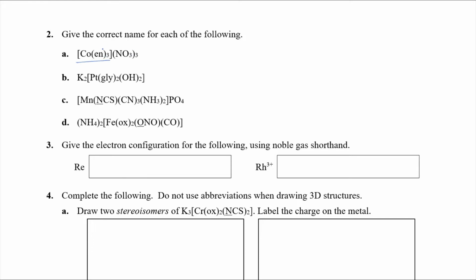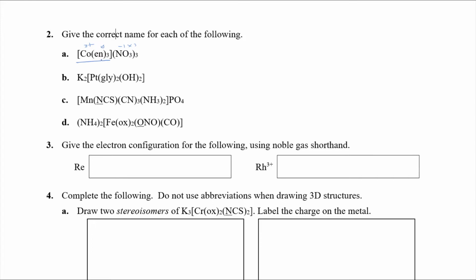Ethylene diamine has a 0 charge, and now you have to think about what the charge is here. Well, you know that nitrate is -1, and you have 3 of those, so in order to balance that out, that cobalt better be 3+. So let's go ahead and write that out. Again, this is a cation, so you don't need to worry about any special names. You just say, I've got ethylene diamine.